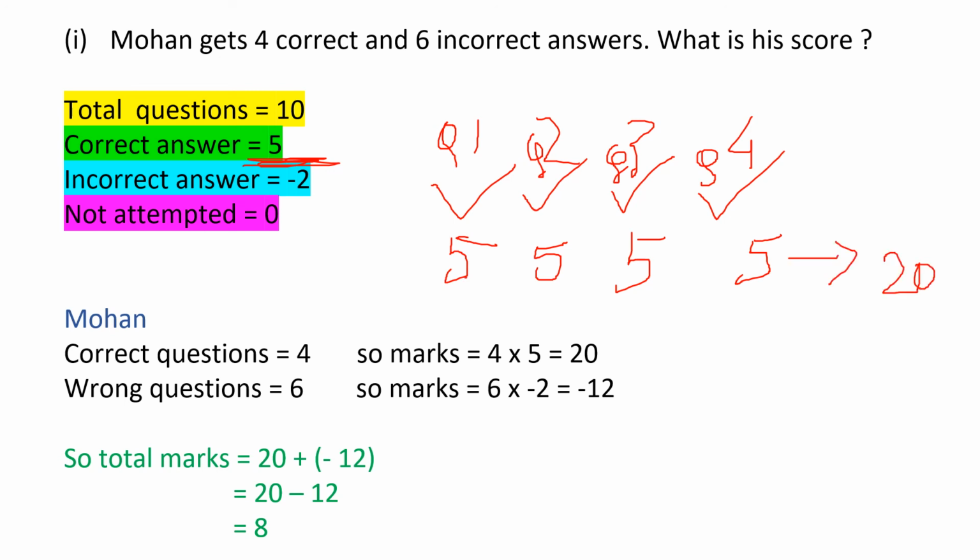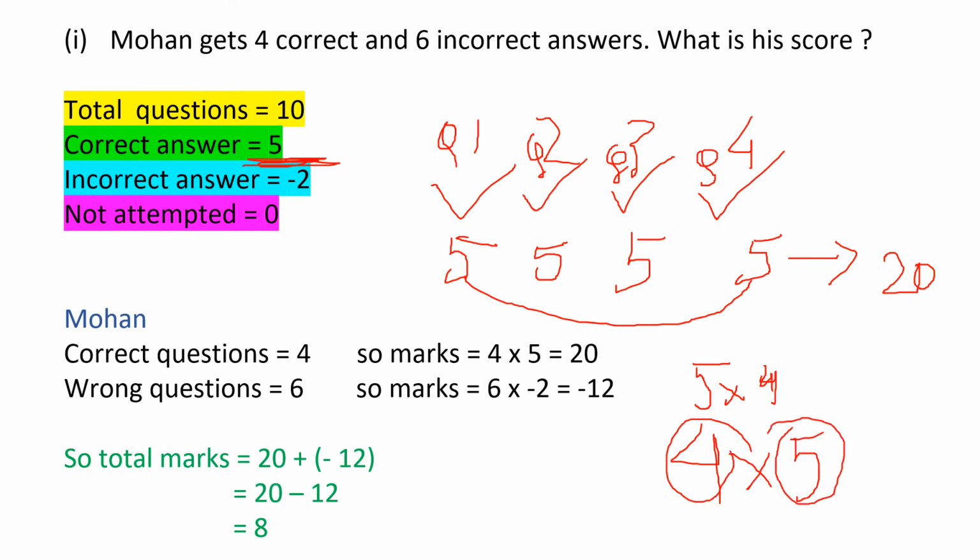So did you get 20? How many times did I add 5? I added 5 four times, right? Or you can say, 4 correct questions, each question gets 5 marks. So 4 questions, 5 marks each, 4 times 5, you get 20. This is where you use the concept of multiplication. One correct answer is 5 marks, so 4 correct answers will be 4 into 5 marks. That is how you got 4 into 5, 20 marks.